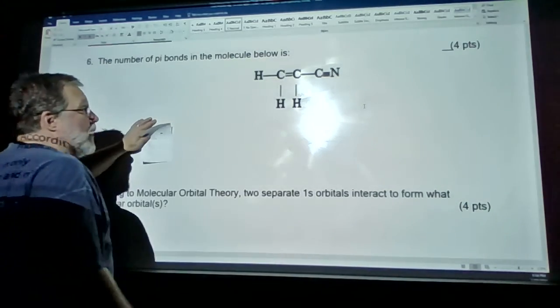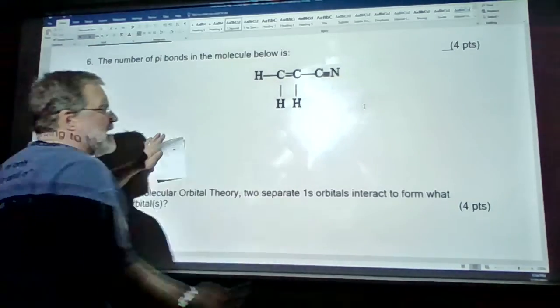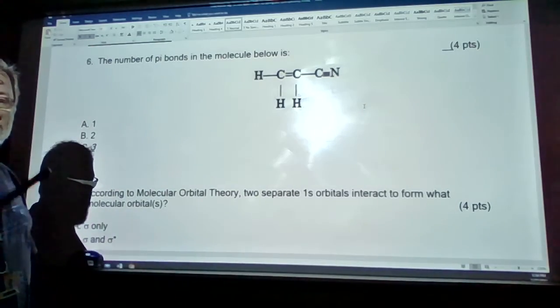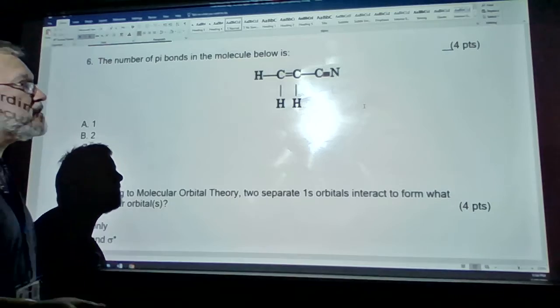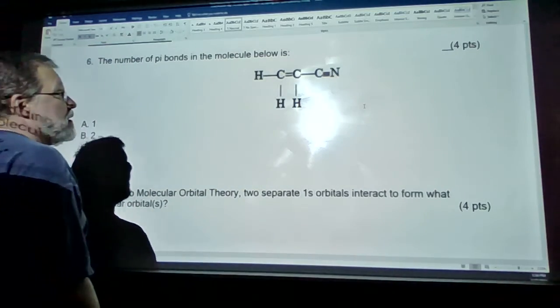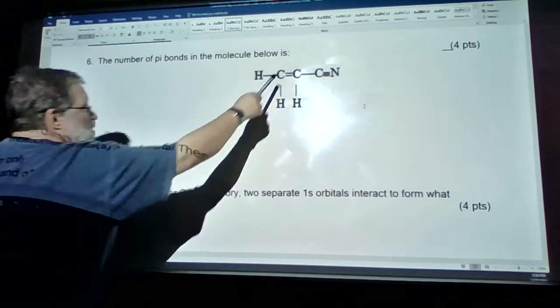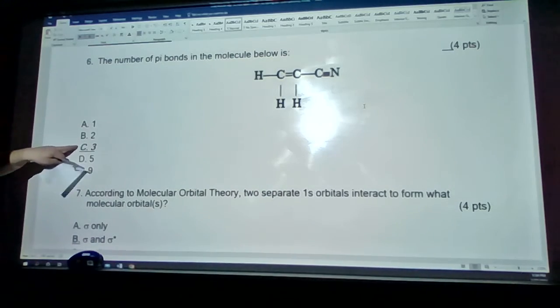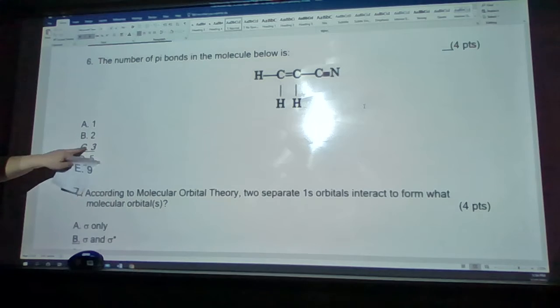This is one pi bond. Between the carbon and the nitrogen, that has one single sigma bond and two pi bonds. So there are two pi bonds there, one pi bond there. Answer number C is 3.